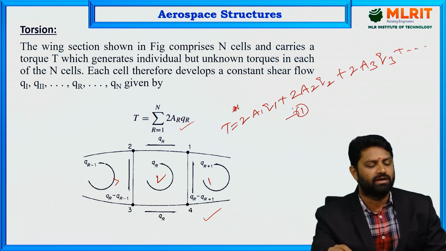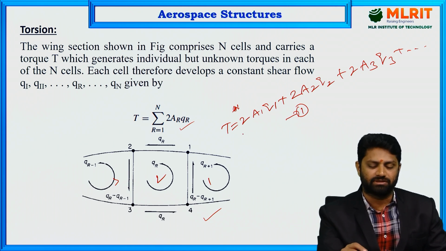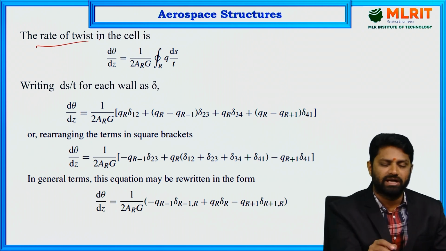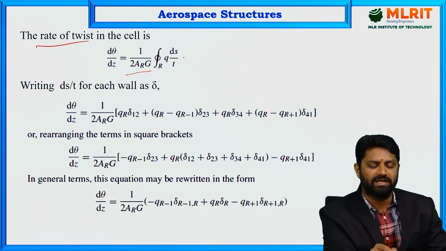Whenever the wing or fuselage is subjected to torsion, the first equation you can use is the torque equation, and the second equation you use is the rate of twist. So the rate of twist, d theta by dz, equals 1 by 2AG times the cyclic integral of Q ds by t.